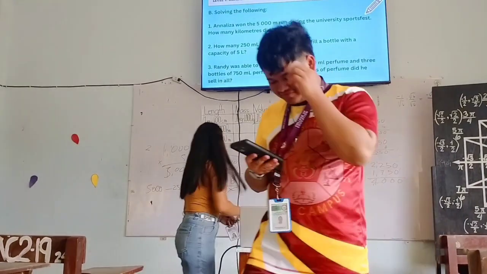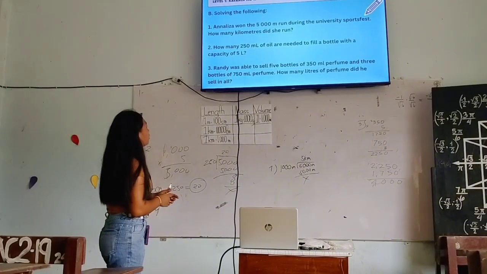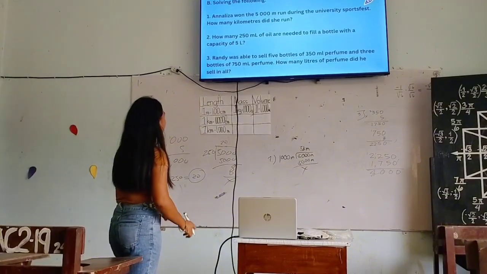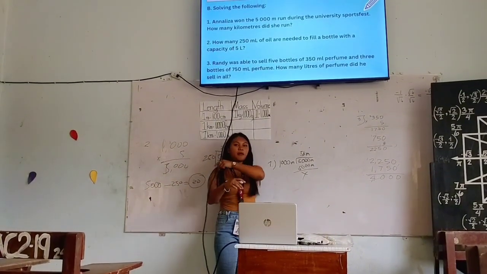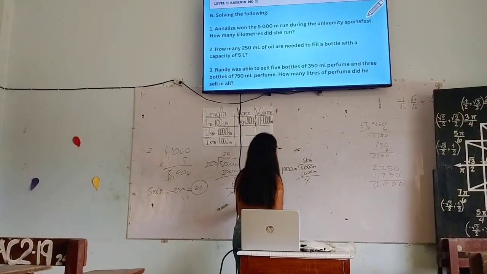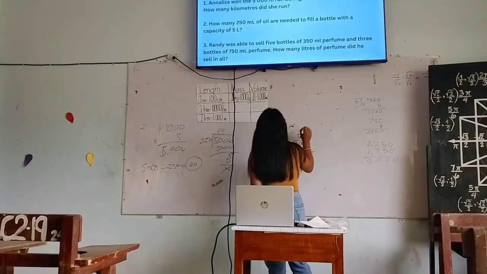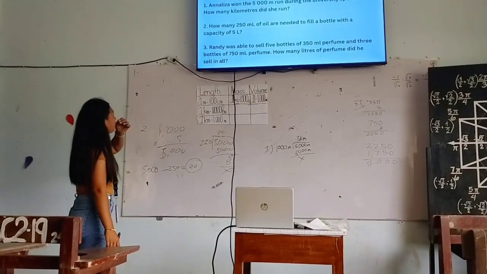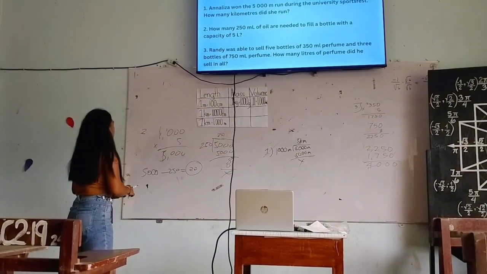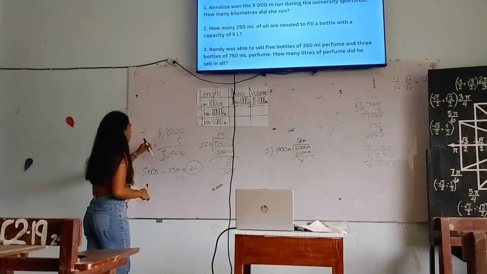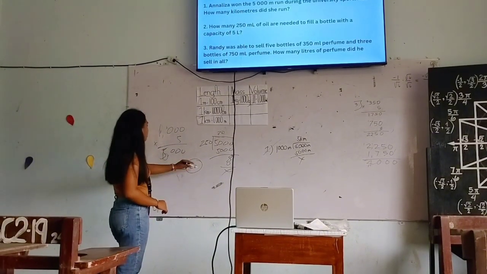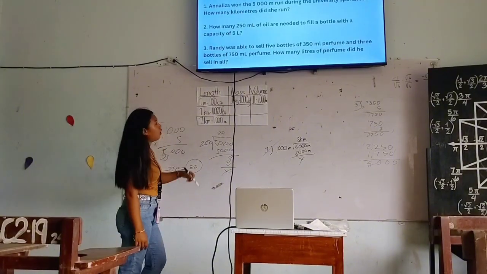Okay, let's check the answers. Annalisa won a 5,000 meter run during the university. How many kilometers did she run? So, I will use division to convert the meters into kilometers. So, the answer is 5. Check. Number 2: How many 250 ml of oil are needed to fill a bottle with a capacity of 5 liters? So, we convert using multiplication: 5,000, then divided by 250. The result is 20 bottles of oil.